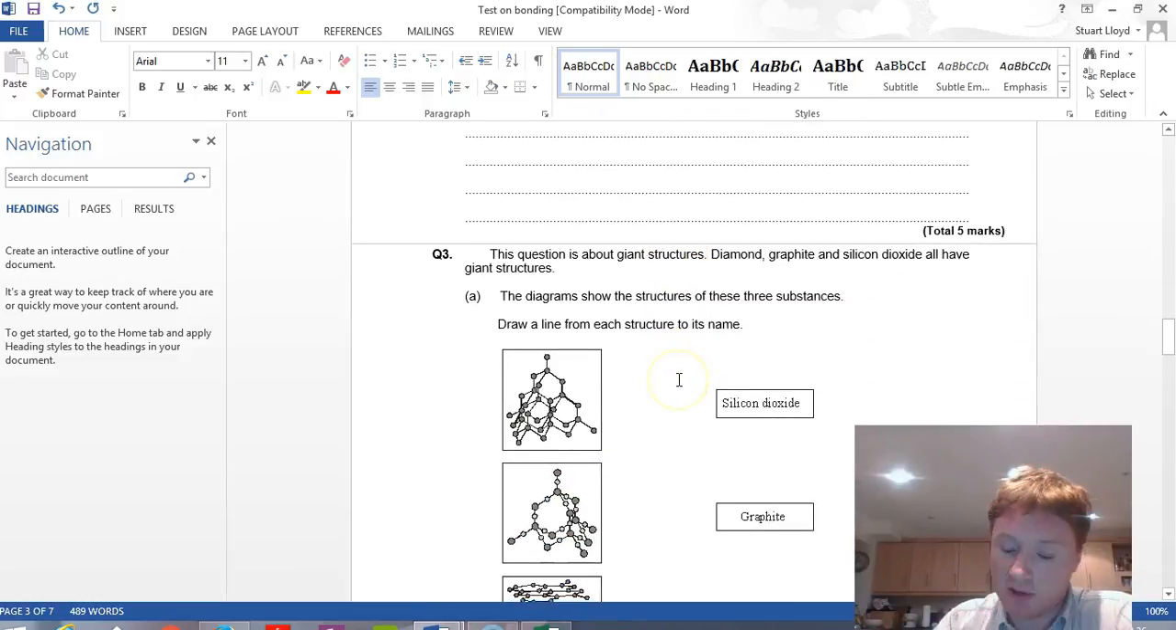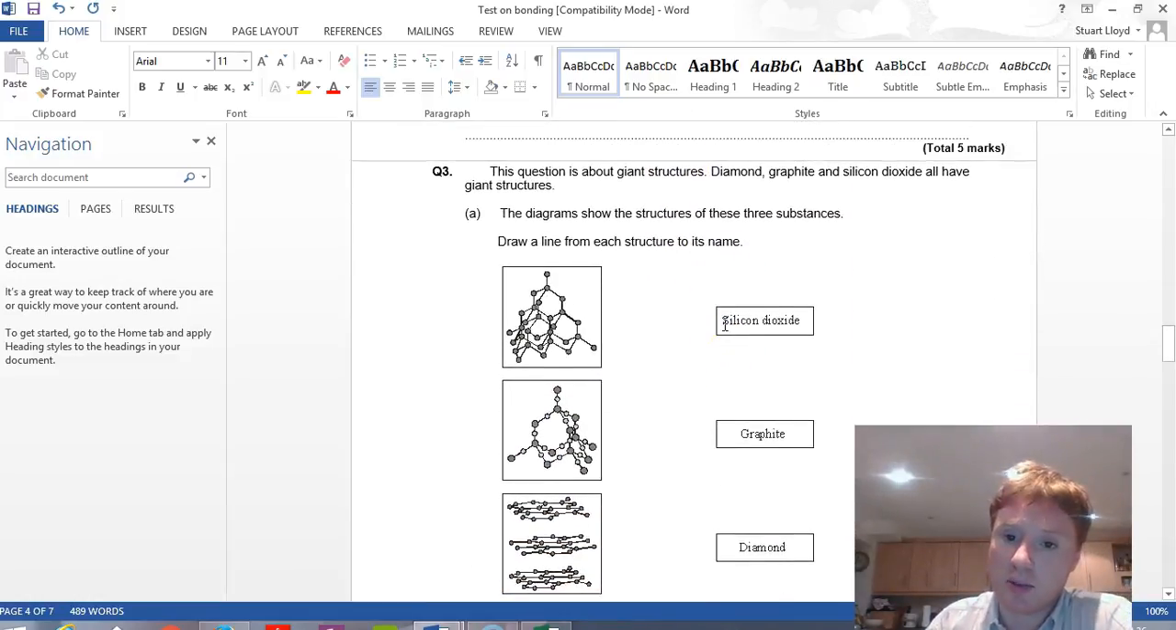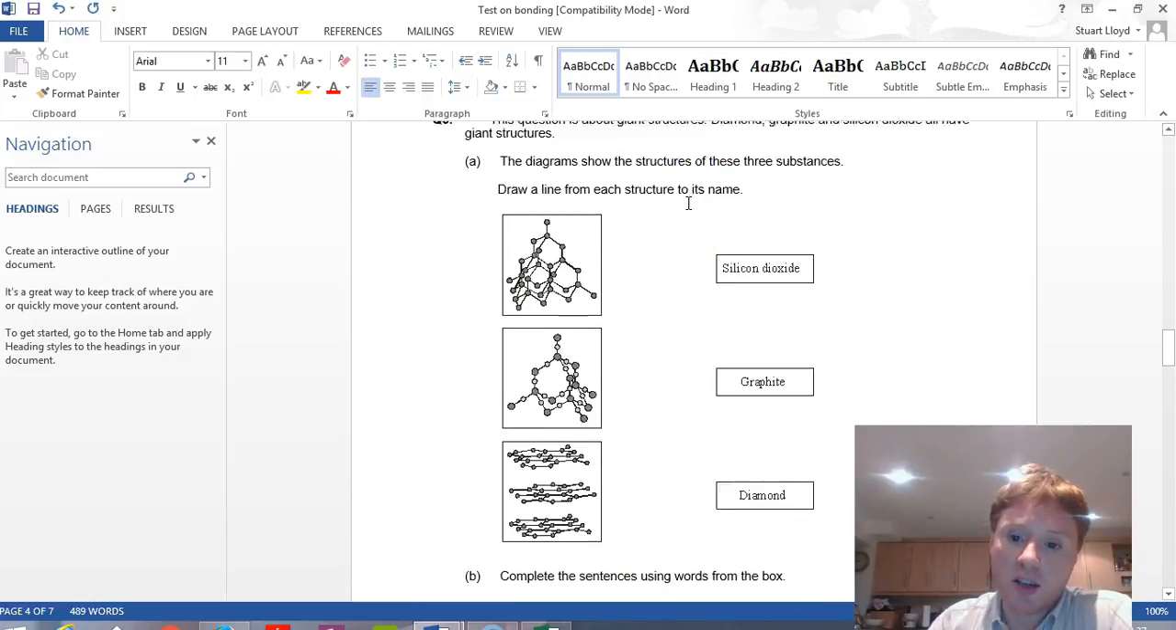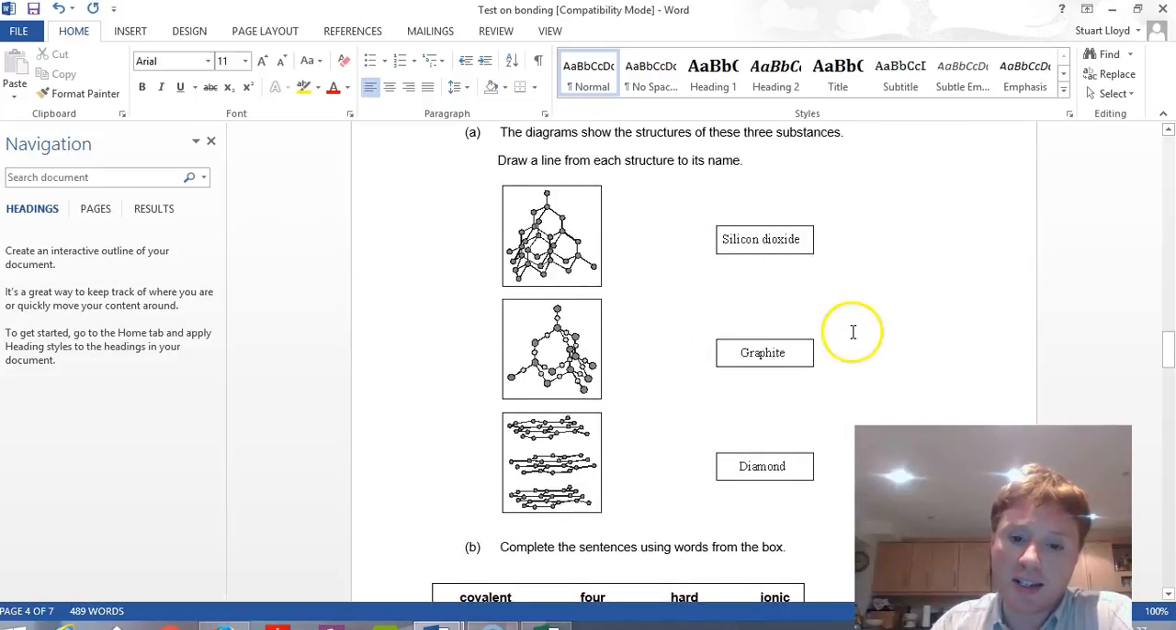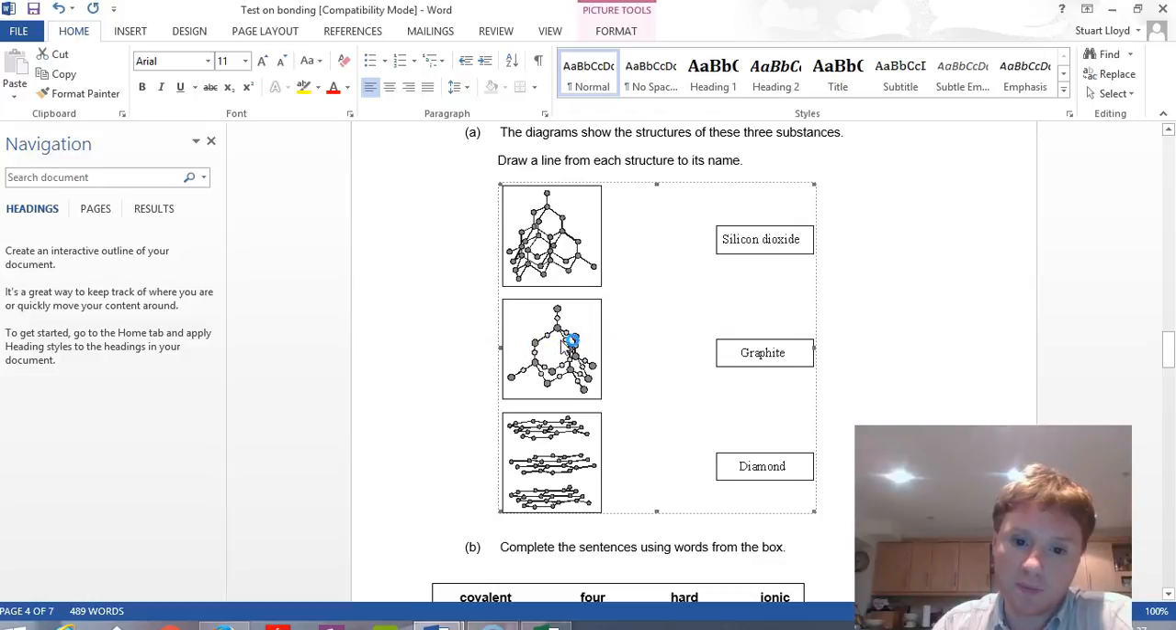Right, next question. So this was quite an easy question, so I didn't want to make them all hard. It's about diamond, graphite and silicon dioxide. 2 marks. Can you connect them? Off you go. Right, well, I'm not going to even look at the mark scheme. This is silicon dioxide. The top one is diamond, because all the atoms are the same. Diamond is made of just carbon, and it's got that structure. This one is silicon dioxide. As you can see, there are 2 different colours, silicon and oxygen. And this one is graphite, because it's layered.